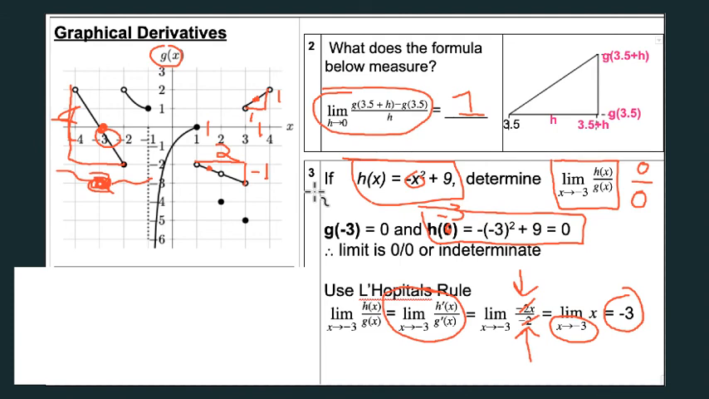All right, so those are your 3 problems. Hopefully that helps. Make sure when you go through these questions, these graphical derivatives will just be sort of intermixed. Good luck.